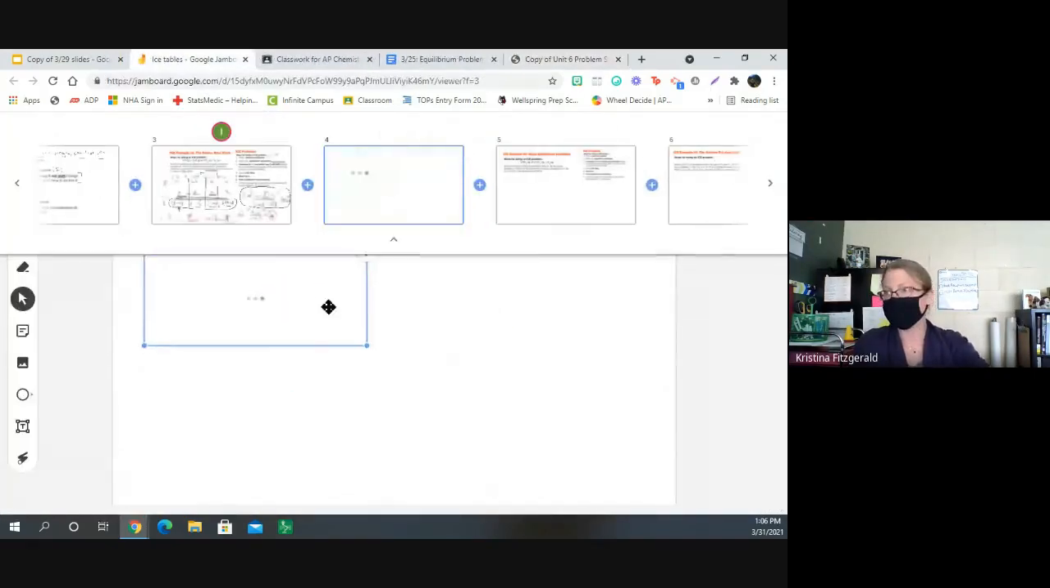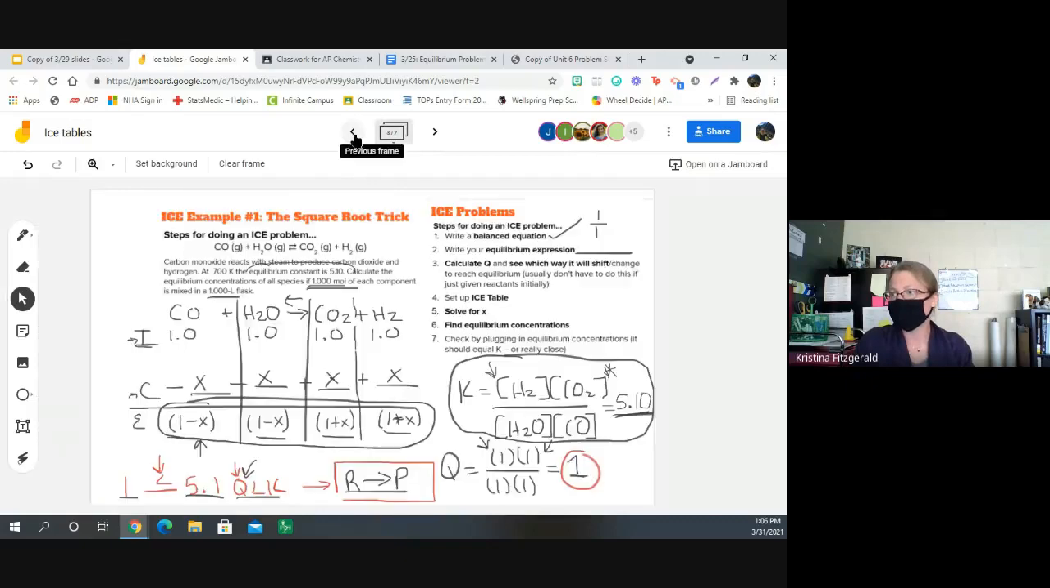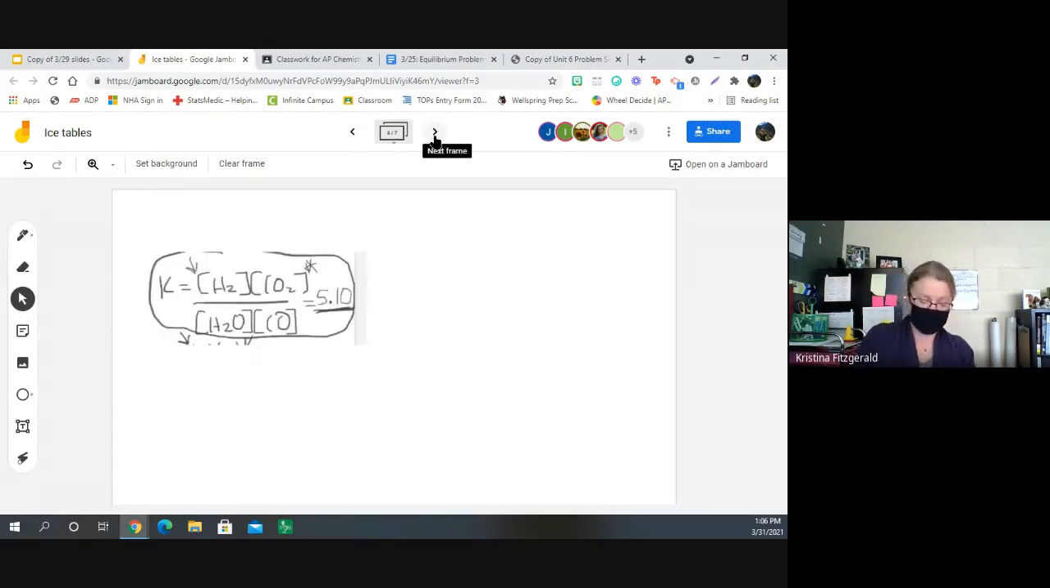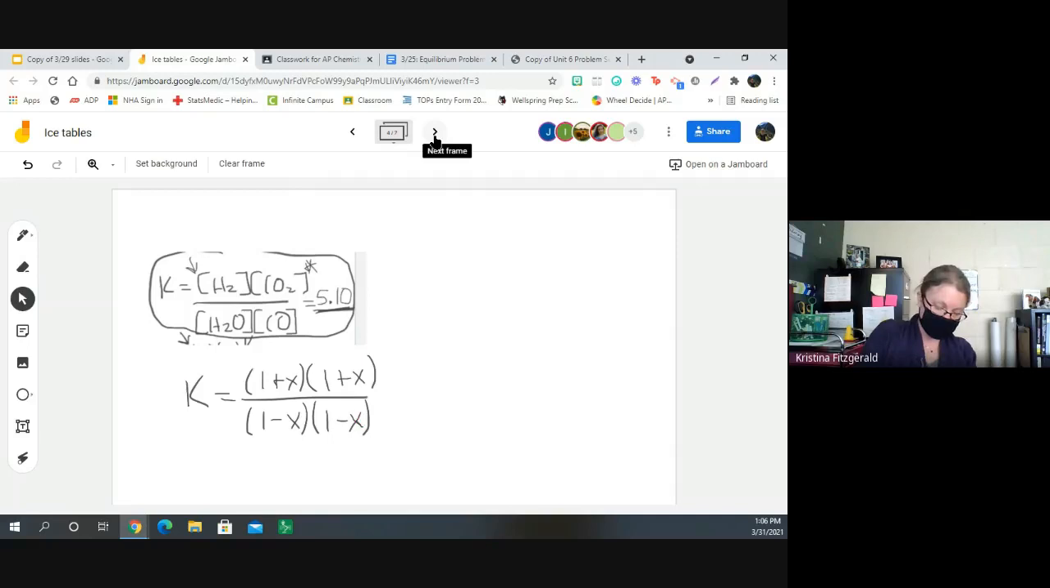Okay, put that there. So I'm going to take each of my things. The CO and the H2O are 1 minus X, and the top is 2 of the same thing, 1 plus X. And the whole thing, we're going to put it all together. So we've got K equals 1 plus X times 1 plus X over 1 minus X times 1 minus X. And that's all going to equal 5.1. And now I just have to solve for X. Looks kind of gross though.